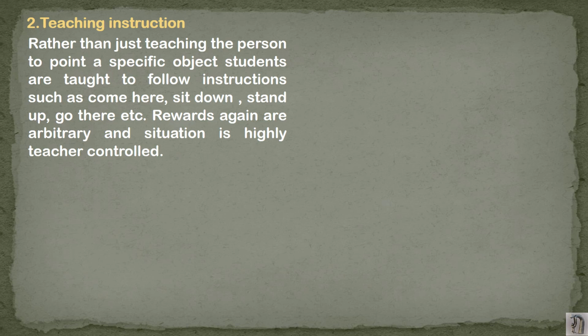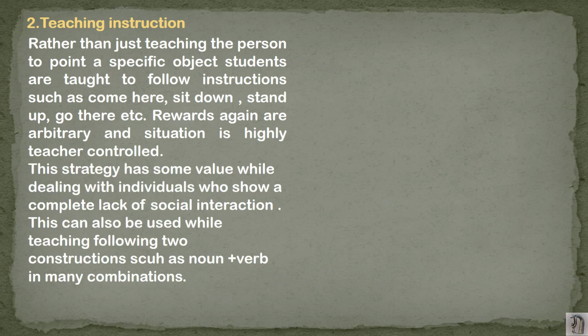That means teaching instruction is very important. What do you mean by sit down? What do you mean by come here? So in that way the child will try to learn the instructions, okay, because this strategy has some value while dealing with an individual who has a complete lack of social interaction. And this is very, very important.